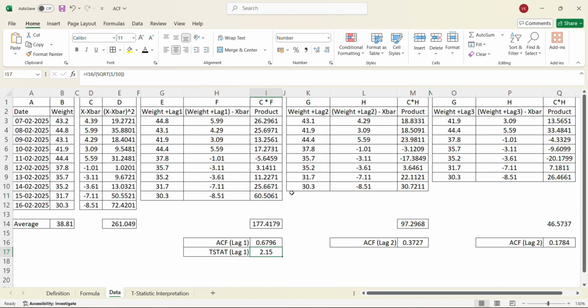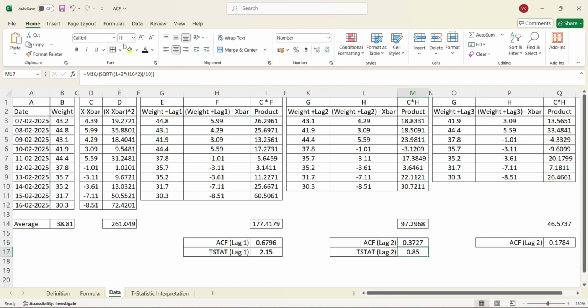So now we have seen how we have calculated it for lag 1. Now we will see how to calculate it for lag 2 and lag 3 subsequently. And as you see, the formula is slightly different. It is not like how you calculate it for lag 1. The formula is slightly different. So let's see how we will do it for lag 2.